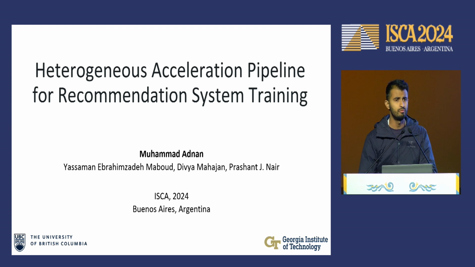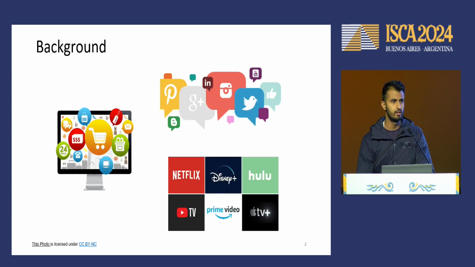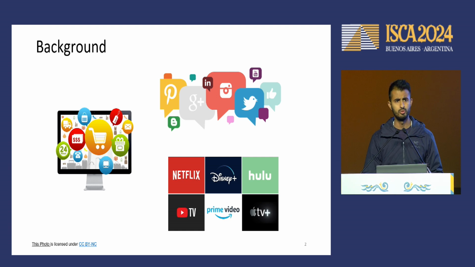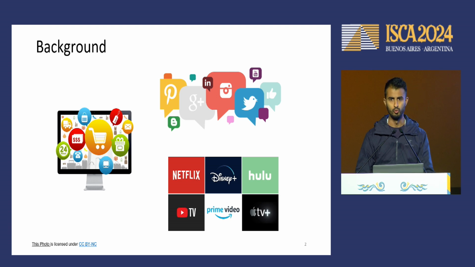Before getting started, if we take a look at our daily life, we are being surrounded by different recommendation models while using social media, doing online shopping, or while watching movies. These models are becoming a really important class of machine learning algorithms because of their ubiquity.